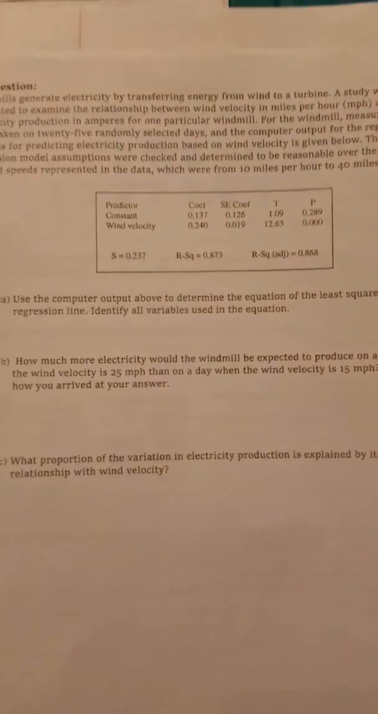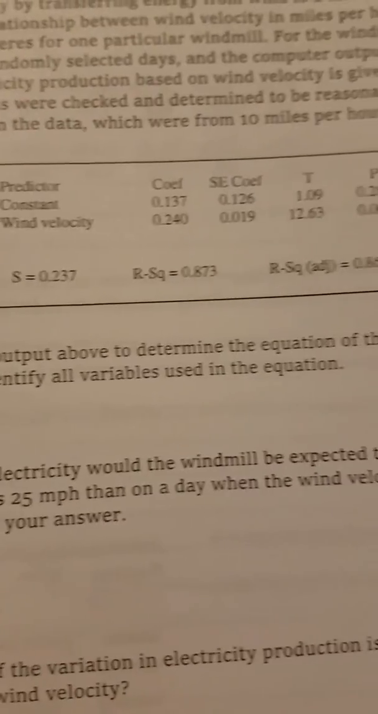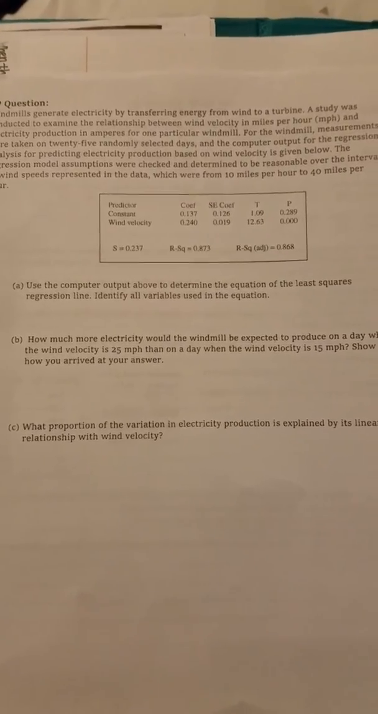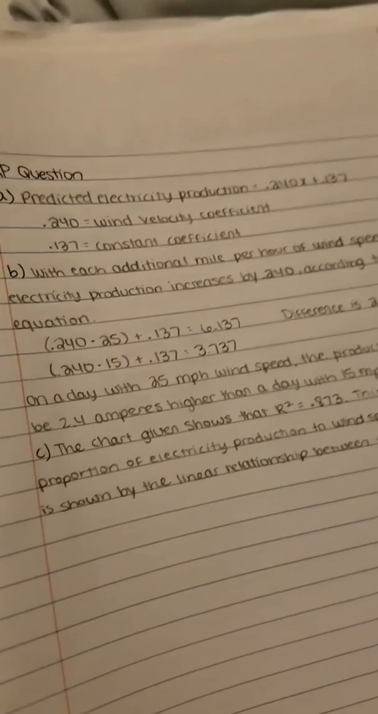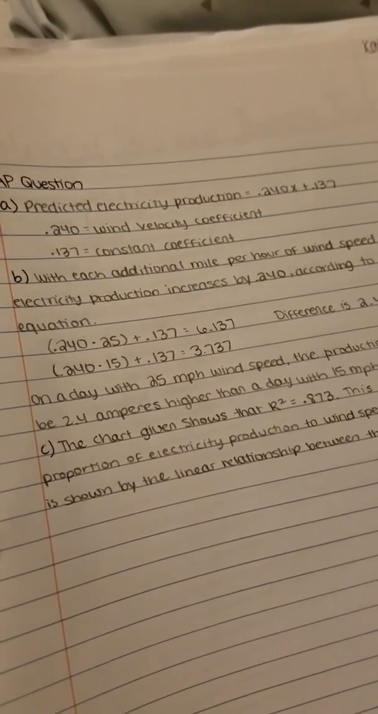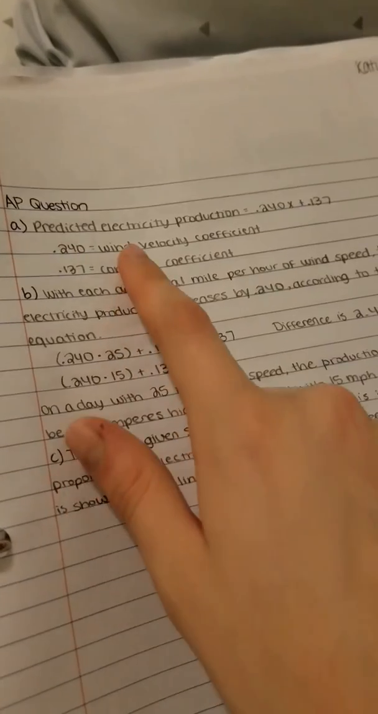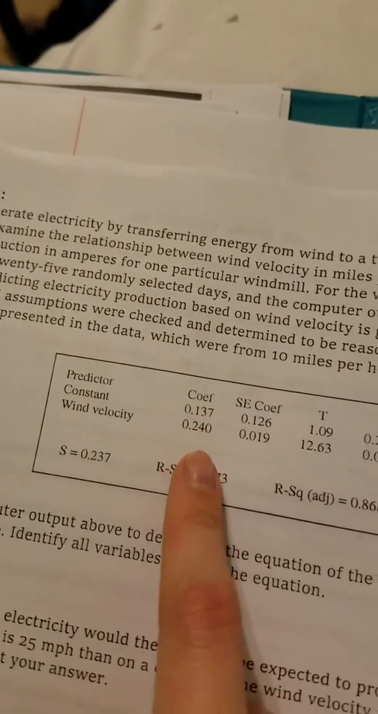And so it gives us the coefficient, it gives us all these values, r squared, okay. So we use this data to determine the equation of the least squares regression line and identify the variables used in the equation. So the predicted electricity production is represented by the equation 0.24x plus 0.137. And 0.24 is going to represent the wind velocity coefficient, which we are given right here. And the 0.137 is the constant coefficient, which we are given right here. So we use these two values to make our equation.